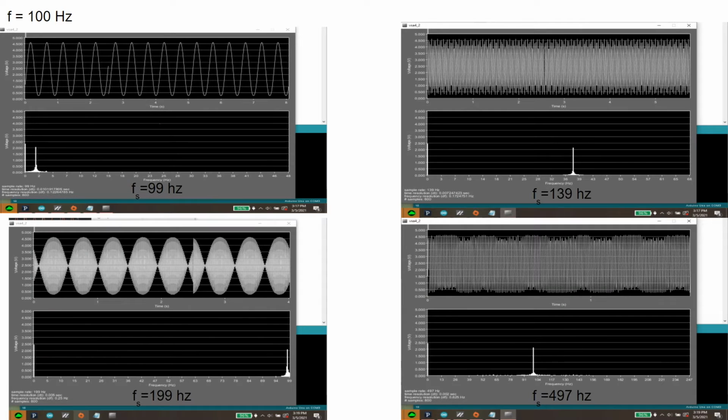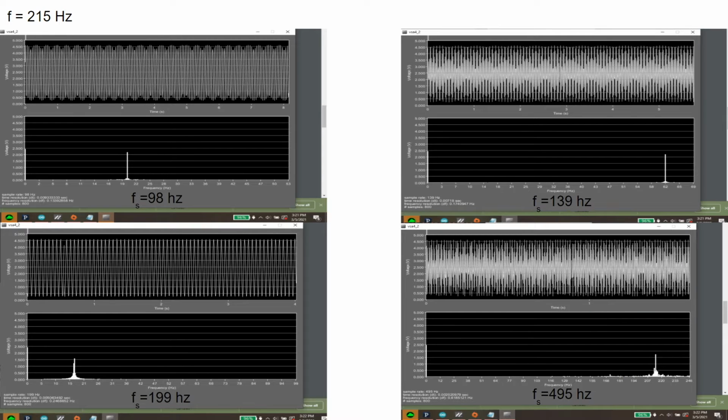So these are the plots of a 100 Hertz signal frequency being sampled at various frequencies, as we can see labeled once again. And in this case, the 199 Hertz sampling frequency, 139 Hertz, and 99 Hertz sampling frequency all are aliased, but the 497 Hertz frequency is not aliased yet.